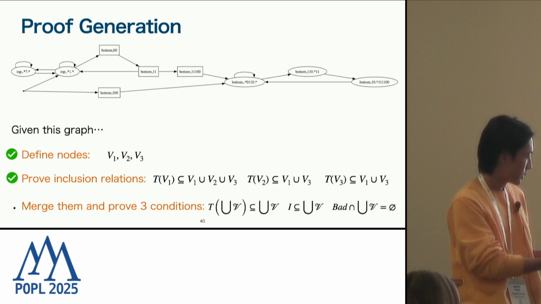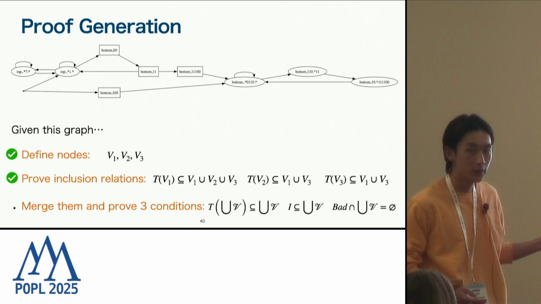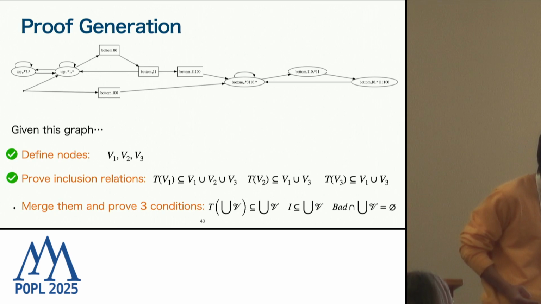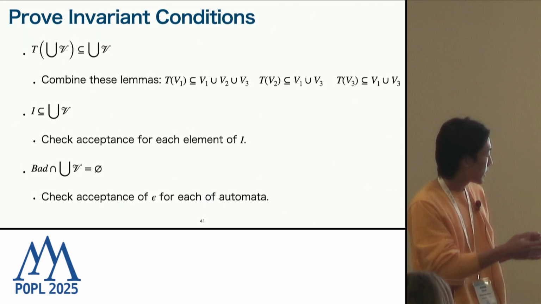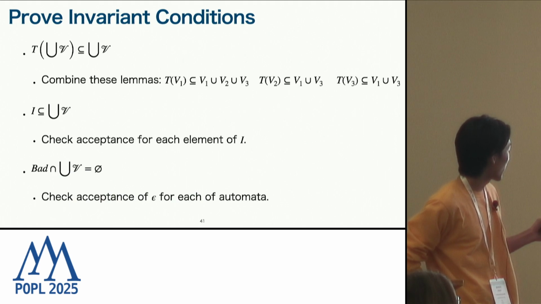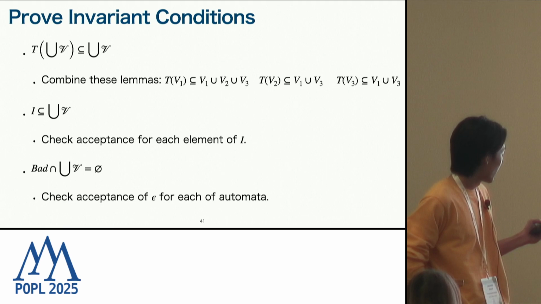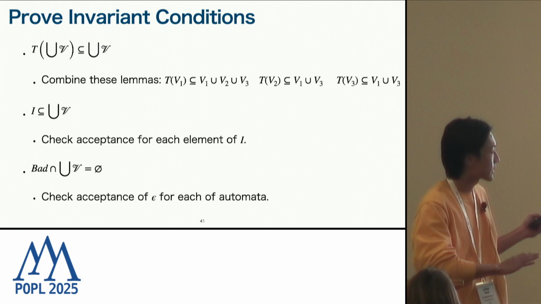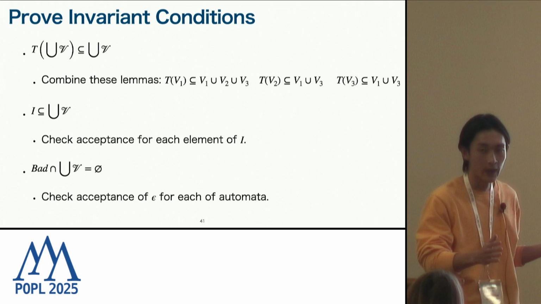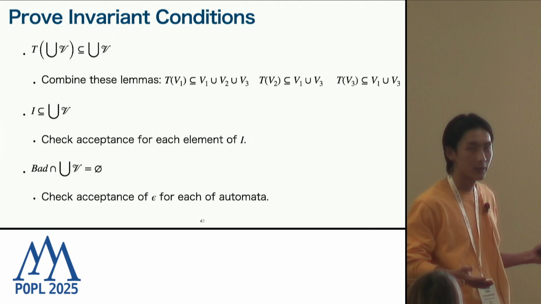Okay, so we proved inclusion relations. Finally, we need to combine those relations to show the closedness and the other two conditions. Closedness is proved by combining inclusion relations. The second one is proven by checking acceptance for each element of I. You can do this because the initial state is always a finite set.